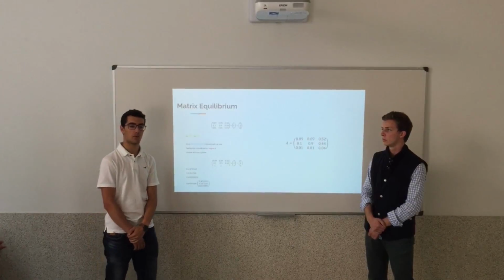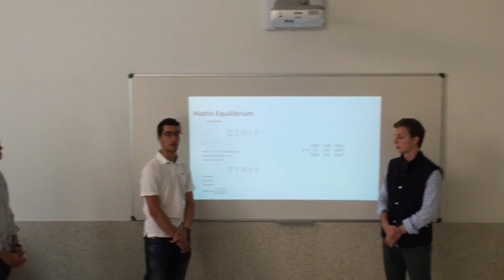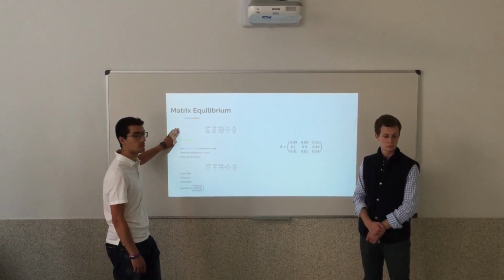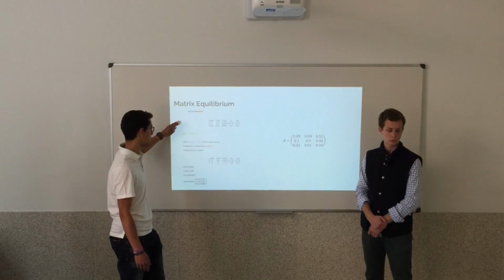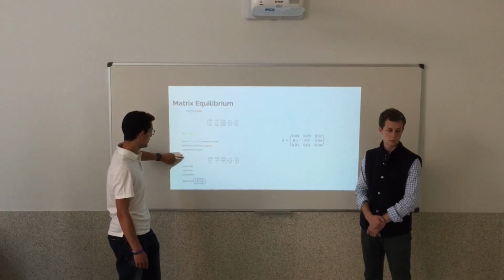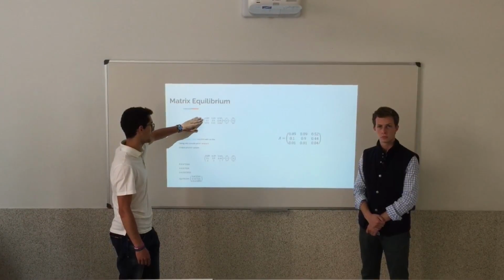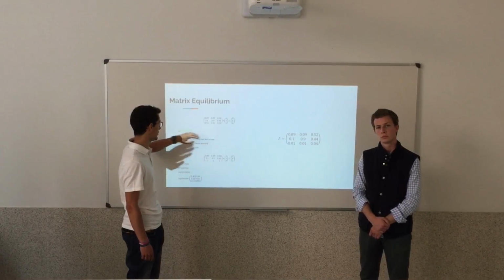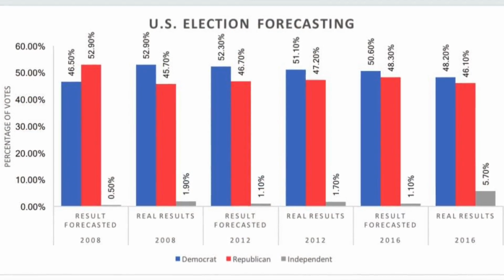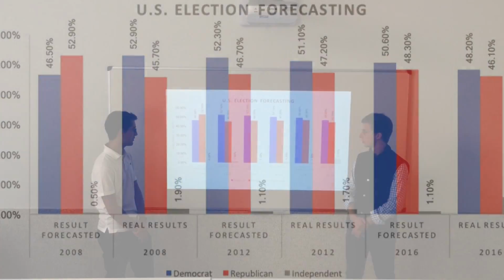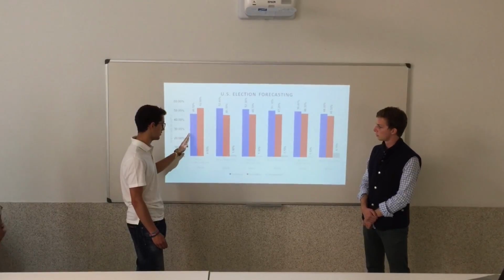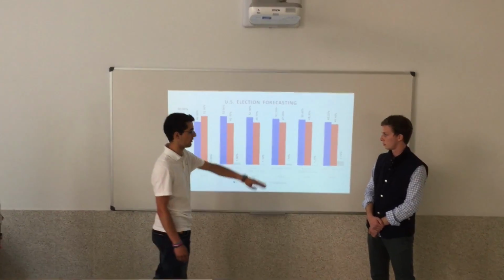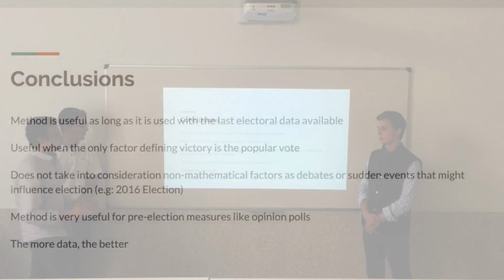And then we decided to try to arrive at the matrix equilibrium. That's saying, getting the matrix that will predict our result in an infinite time. So we just form our matrix of x, y, and z and solve the system of equations. And finally, here we have a graph showing what were our results and the real results comparing 2008, 2012, and finally 2016. So, the conclusions.